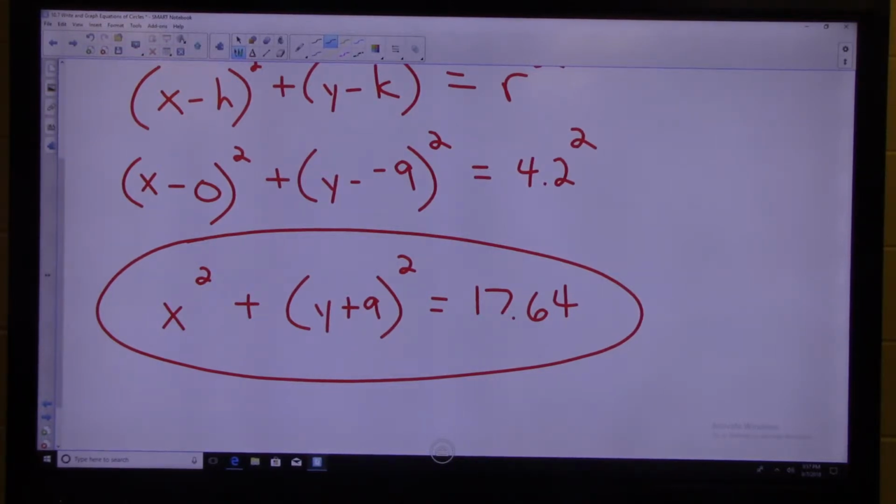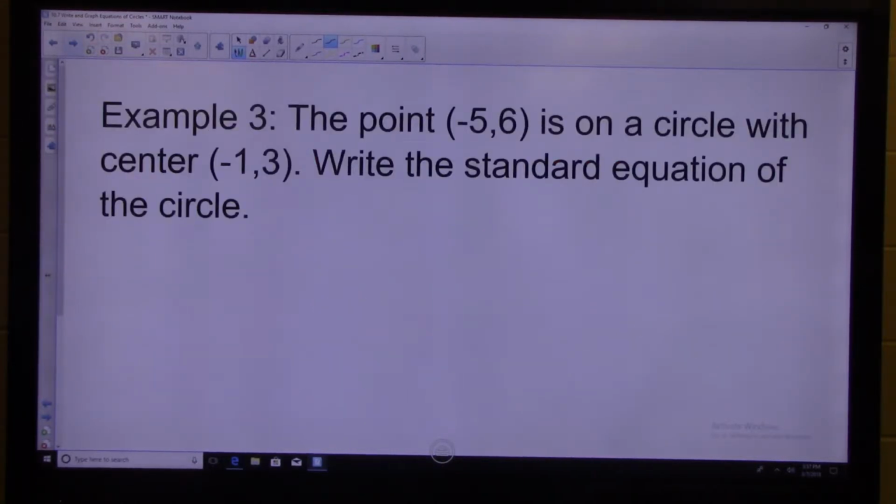Sounds good. Let's do another one. This one's going to be a different type of example. Here it is. Let me read this thing. It says the point -5, 6 is on a circle with center -1, 3.